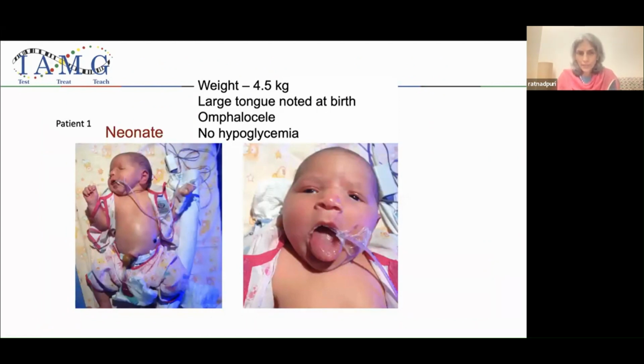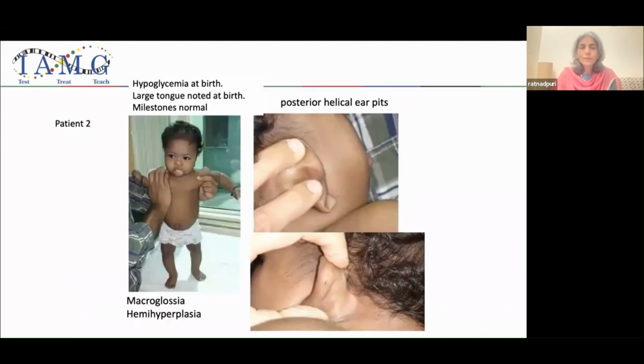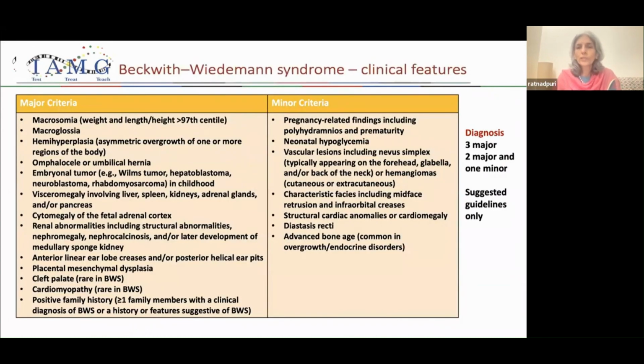Now I come to my second scenario. So this is a child. You can see he's got overgrowth. He has an omphalocele. He's got this large tongue. And because he was a large weight baby, they tested for hypoglycemia and there was no hypoglycemia. As these children grow older, they can have hemihyperplasia. They continue to have macroglossia. And if you look behind the ears, they can have pits or they can also have creases. This is a typical scenario of Beckwith-Wiedemann syndrome.